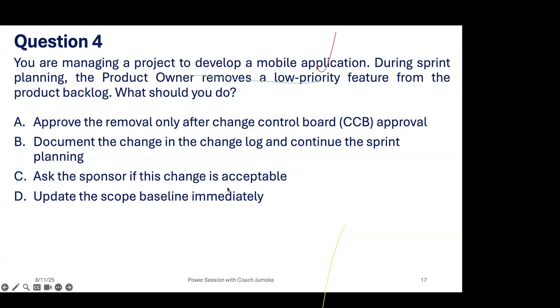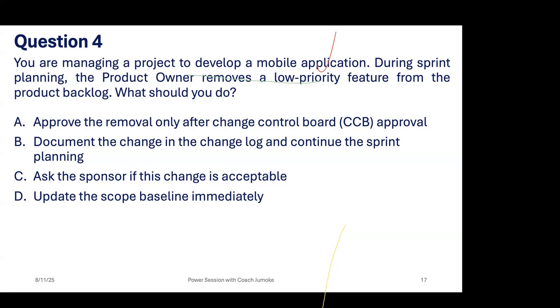Ask the sponsor if this change is acceptable. That one does not concern you. As Scrum Master, you are dealing with the product owner. And if you look at the question carefully, it's the product owner who has removed a low priority feature from the product backlog. At the point where you are planning your sprint, if what the product owner removed from the product backlog is part of what you are going to work on, you will note it.